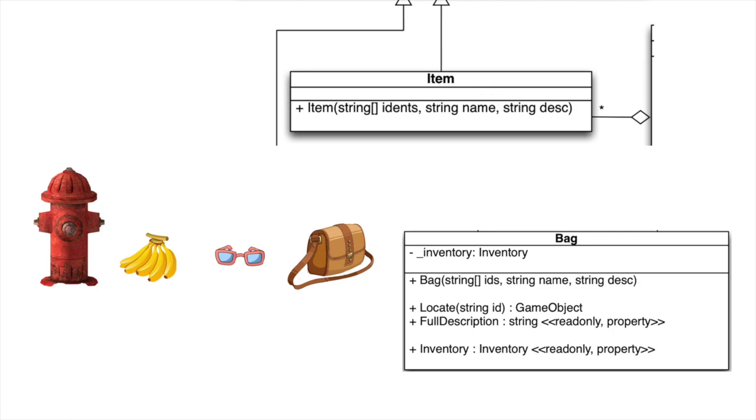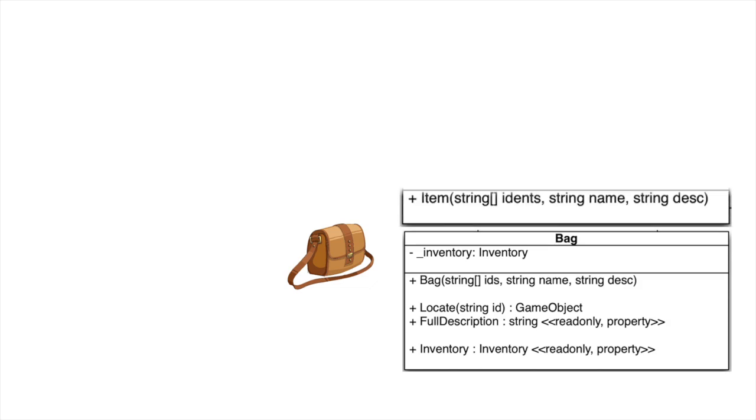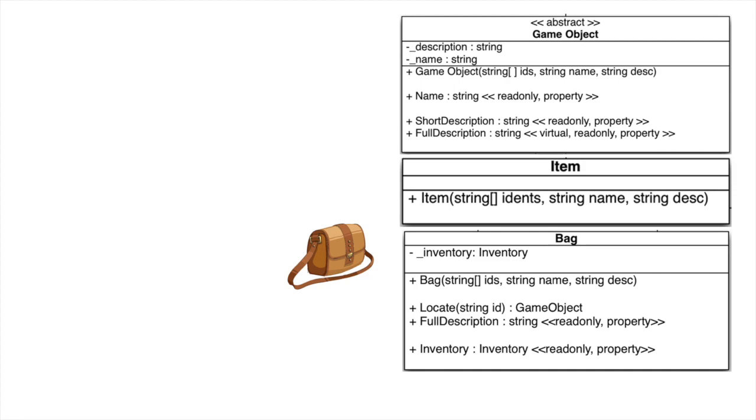The opposite of inheritance is polymorphism, which means that the bag can be treated as its parent class. So it can be treated as an item, and can be treated as a game object as well, which could be useful in some cases.